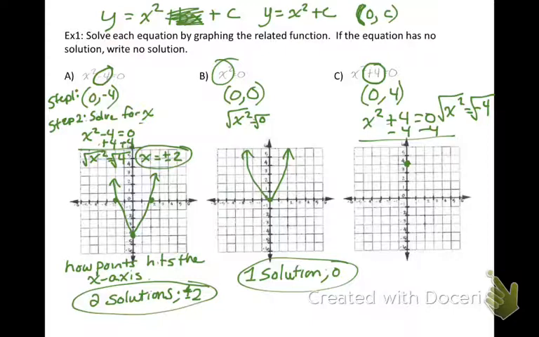And then we're going to graph it. Well, it's again a positive number in front of the x squared, so I'm just going to make it go up. And since it did not hit the x-axis anywhere, there's no solution. And that's how you do this one. Now we're going to try it without graphing.